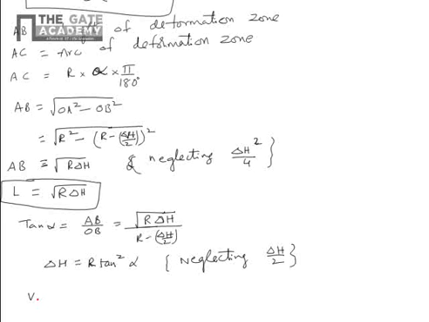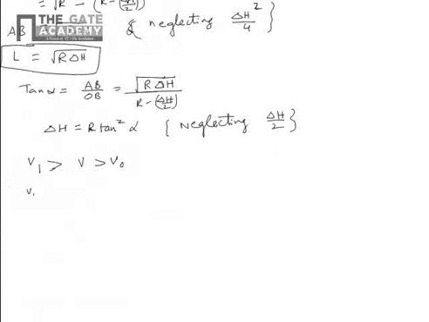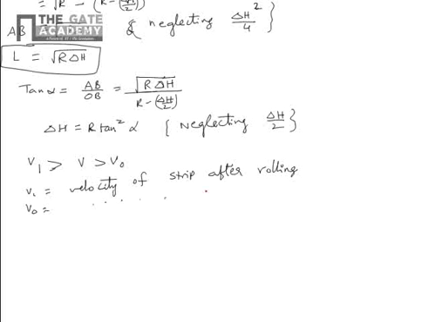So velocities: V1 is the output velocity, always higher than V, the roller velocity, and V0 is the input velocity. So the velocities are in the decreasing order. V1 is the output velocity of the strip after rolling. V0 is the velocity of the strip before rolling. V is the roller velocity.